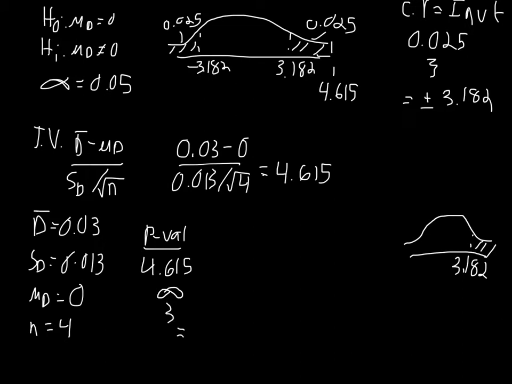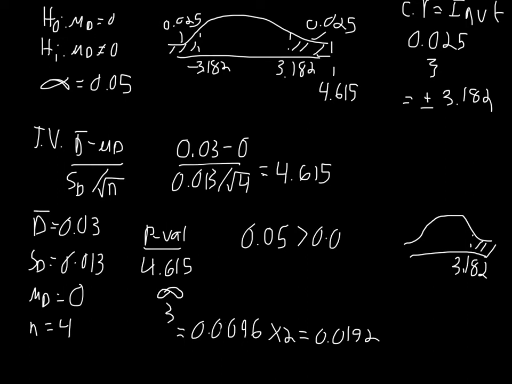Then the answer you get is 0.096. Oops, so let me fix that. But then you realize it's a two-tail test, so you have to multiply by 2. And that gets you an answer of 0.0192. So therefore, 0.05 is greater than 0.0192. And since it appears in the shaded region, we are therefore going to reject.